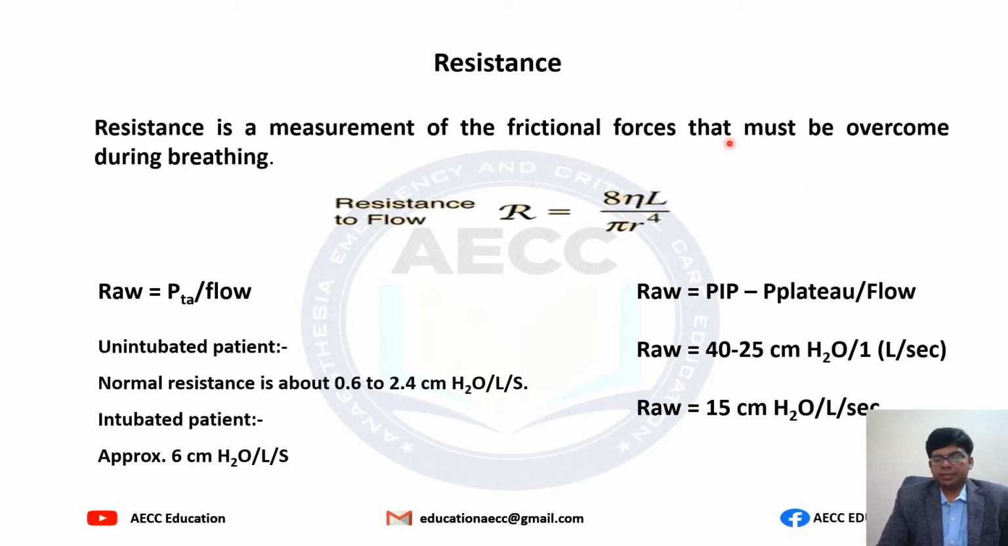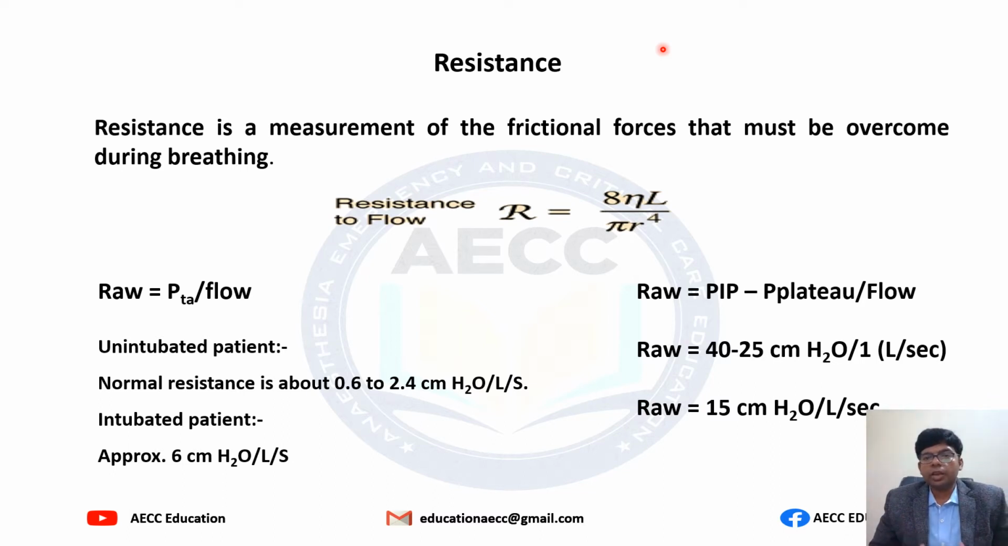Now the next one is the resistance. We already discussed the two types of compliance, the static compliance and dynamic compliance. Now we will discuss the resistance. What is resistance? Resistance is the measurement of the frictional forces that must be overcome during breathing. These frictional forces are the result of the anatomical structure of the airway and the tissue viscous resistance offered by the lung and the adjacent tissue and organs. The tissue resistance usually does not change.